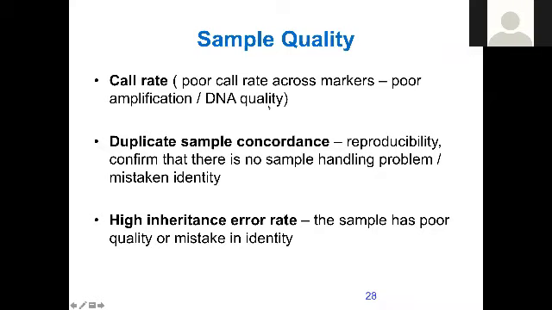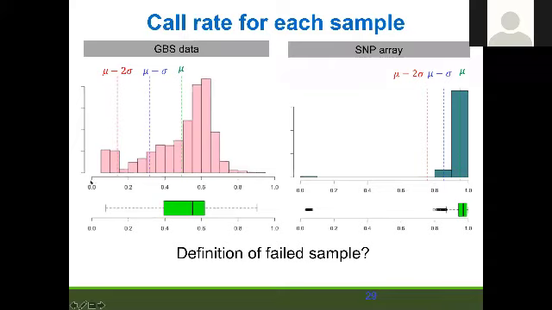Similar things apply to sample quality. Call rate is very important. It's mostly related to the DNA quality, then come reproducibility and the inheritance error rate, which may be associated with bad samples. If we have the parents, it may be related to the identity of the sample itself, or even sample quality, or DNA quality may be a problem. So call rate for each sample has similar problems, and what's a failed and good sample depends upon your platform. Some platforms inherently have more missing data than others.